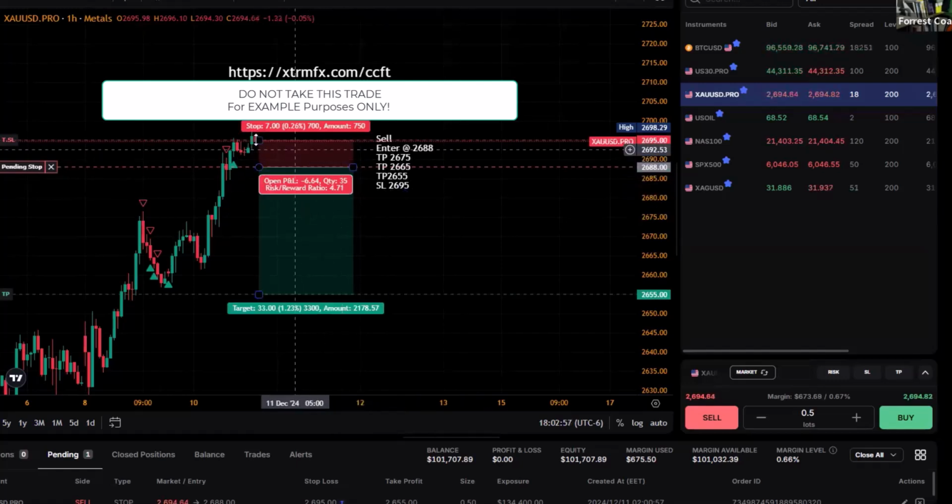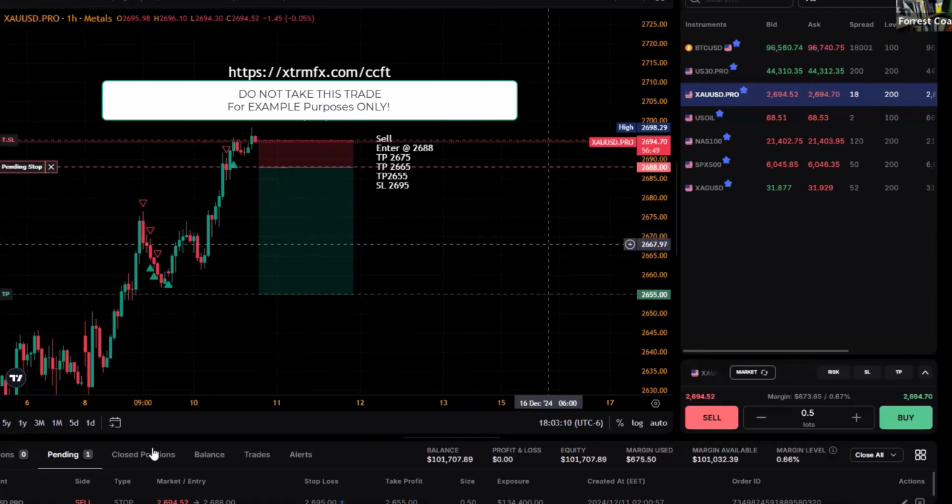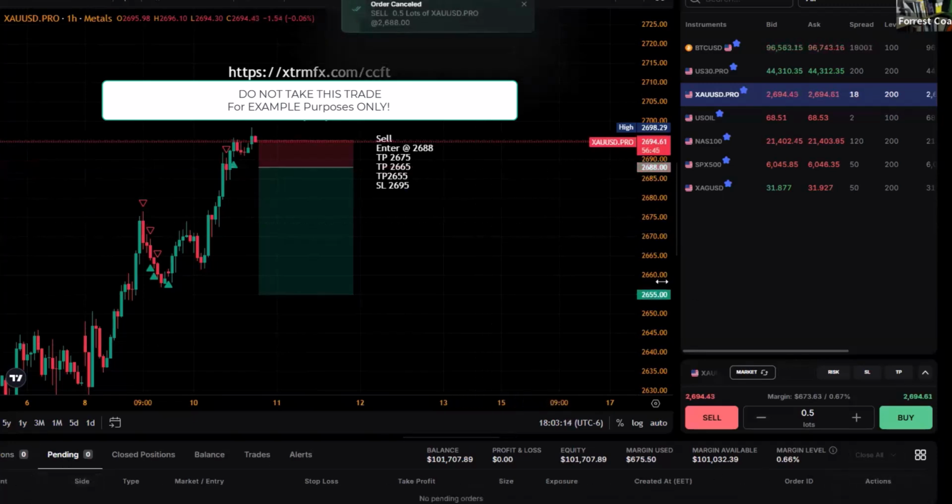So just be aware, if you set a trailing stop loss and price comes down, the stop loss is going to come down with price. Once price turns around, the stop loss is going to stop where it moved down to. So just be aware of that. Hopefully that makes sense. Let me come down here to these pending orders and delete that.